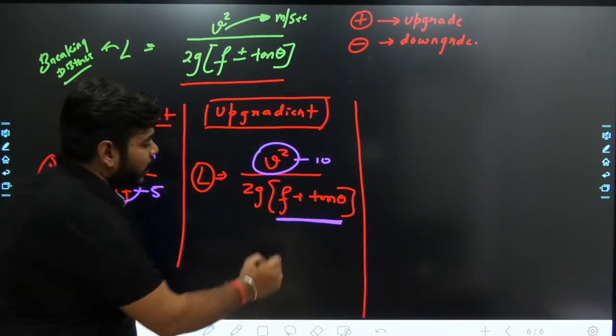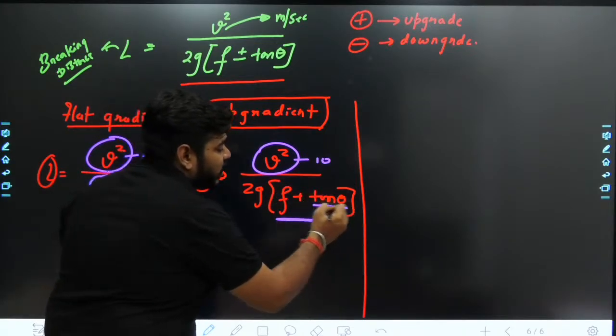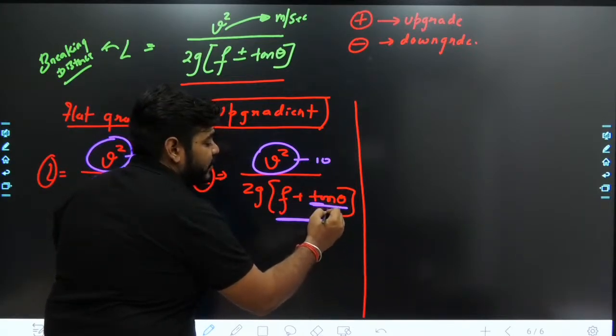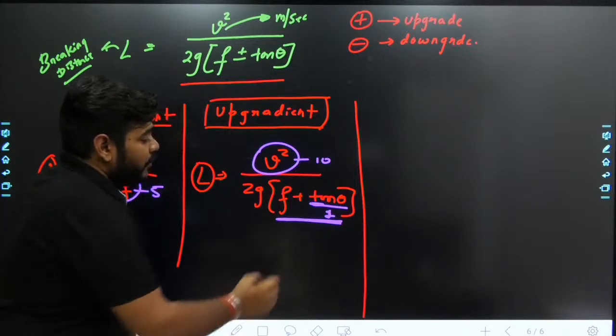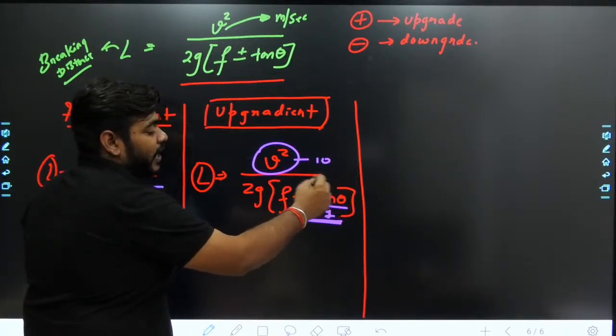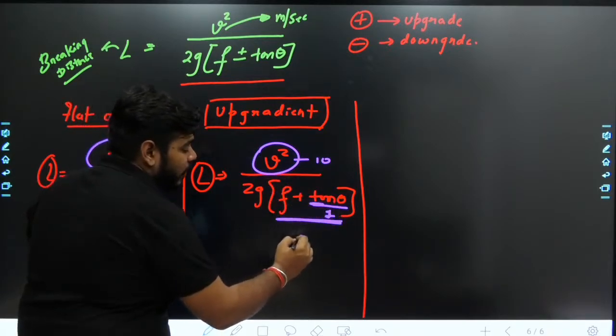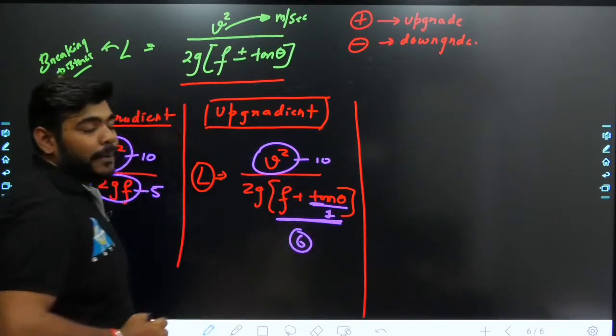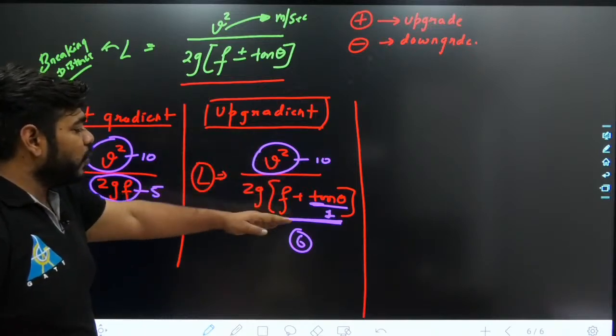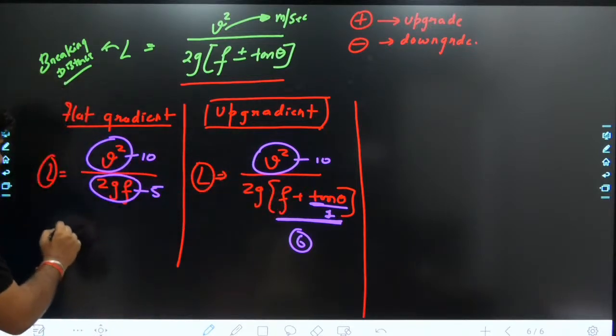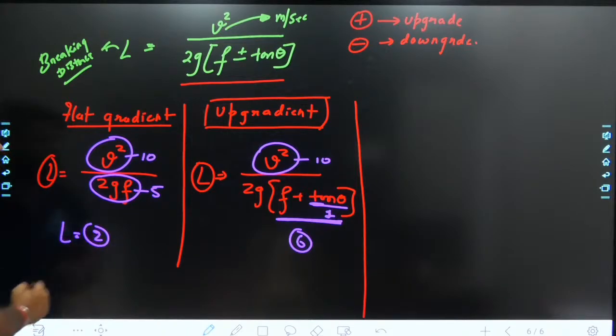Fine. But what we are doing here, we are adding an extra term. Let's say tan theta given value is 1. So we are adding an extra term in our denominator. Now this value won't be 5. This value will be 6. So if you see this expression, L will come out to be 2.